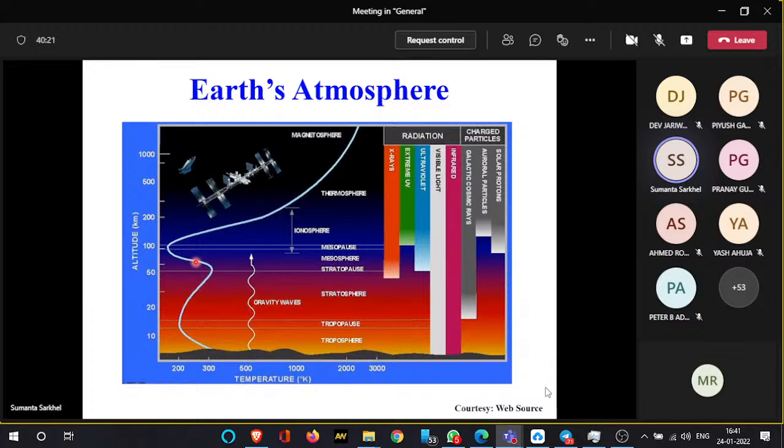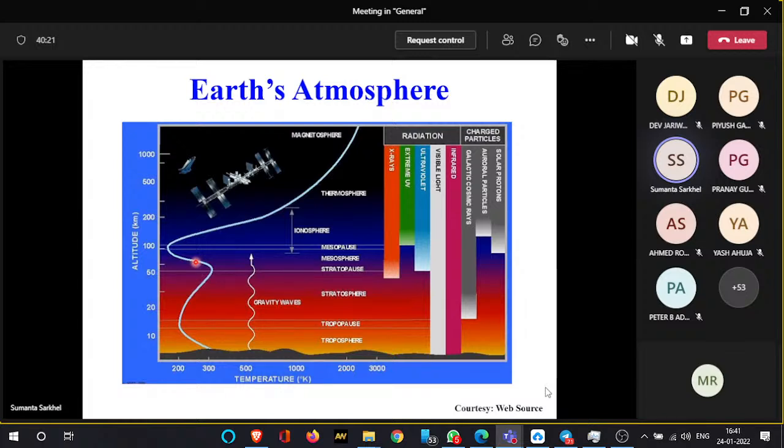All right. Any questions? So what is happening with the galactic cosmic rays here? Galactic cosmic rays. Okay, so you see, these are basically particles. The other ones are electromagnetic radiations, photons, and these are charged particles.